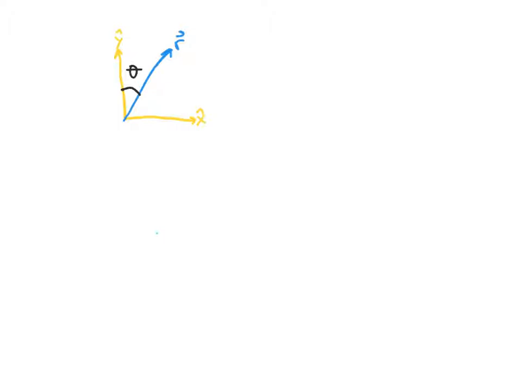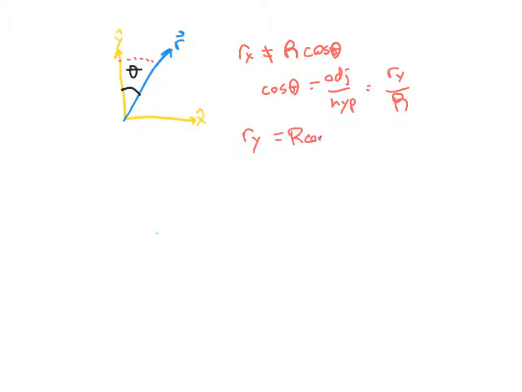In this case, rx is not equal to r cosine theta, right? Because if we look at this, remember that cosine theta is the adjacent over the hypotenuse, which in this case is going to be ry over r. So in this configuration, ry is going to be r cosine theta, and rx is going to be r sine theta.